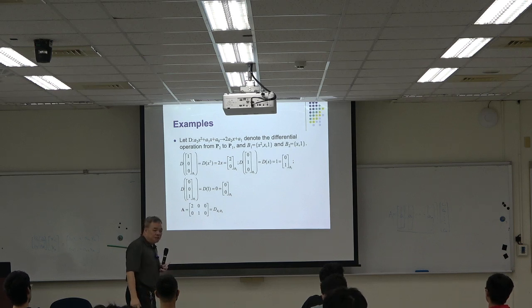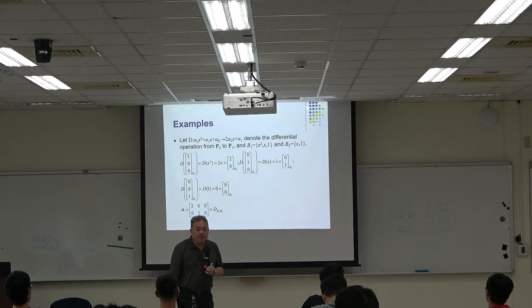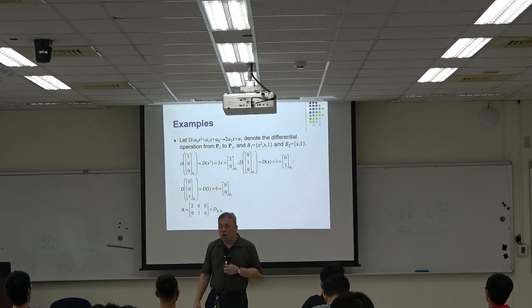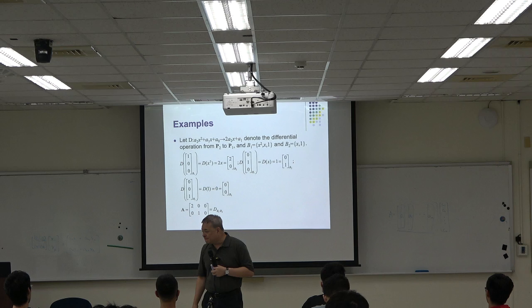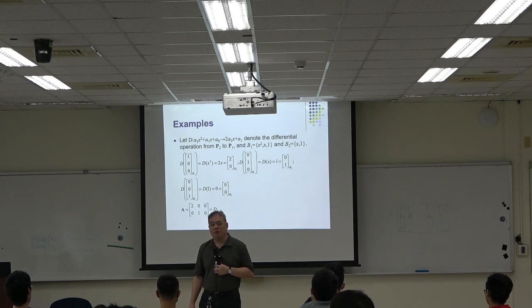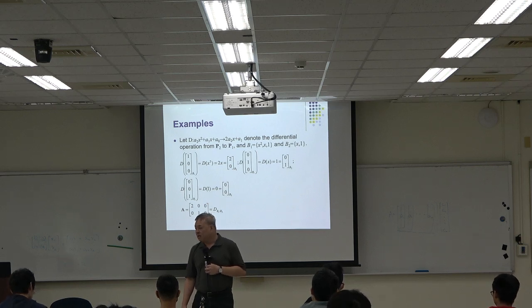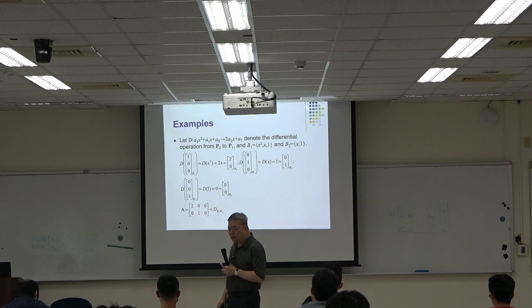Okay, P2, what is P2? It's all polynomials up to the order of 2, right? All the polynomials up to order of 2. And P1 is just all the polynomials up to the order of 1, right?